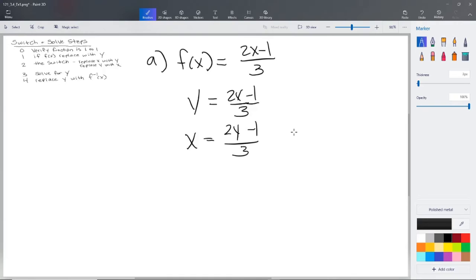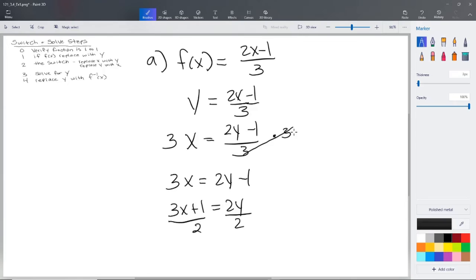All right, and then step number 3, solve for y. We want to solve for this y right here. So step number 1 to do that is to multiply both sides times 3. That will eliminate the 3's on the right and give us 3x equals 2y minus 1. Then we're going to bring this 1 over, so it's going to be 3x plus 1 equals 2y. And then we're going to divide both sides by 2. And so it looks like y equals 3x plus 1 divided by 2.